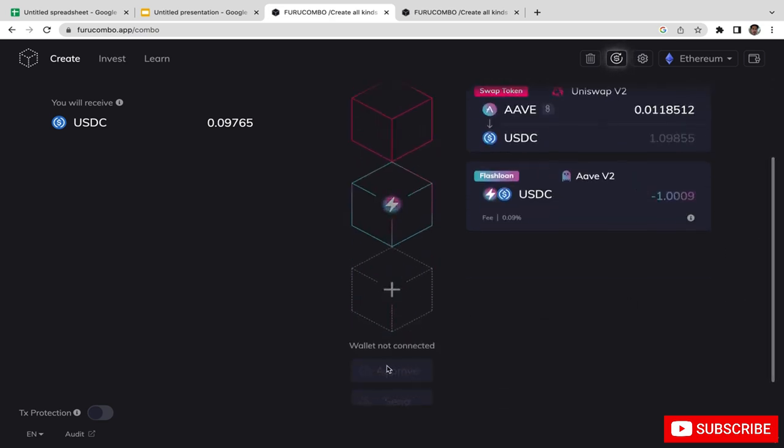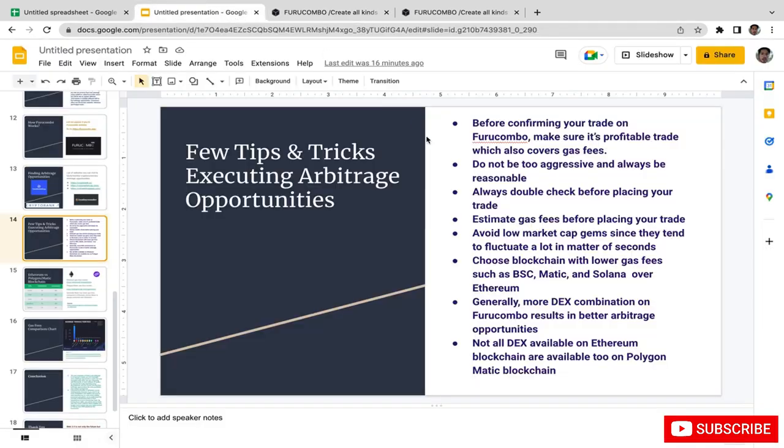Again, you cannot see the approve button here since my MetaMask wallet hasn't been connected yet. However, as soon as you connect your MetaMask wallet, or whatever Web 3.0 wallet that you have, to Furucombo, then obviously you will see a button here, and every single time you want to make a trade, just click on it. But again, double check first before you click on that button.